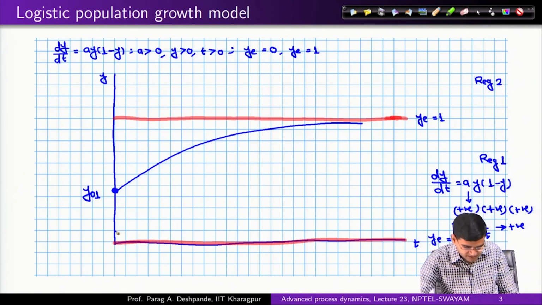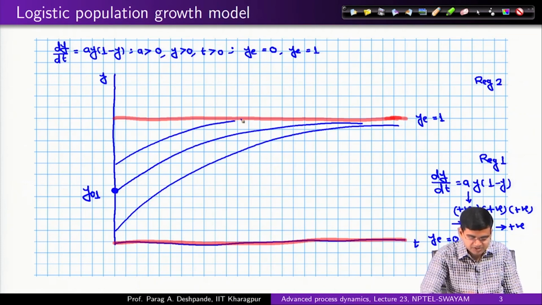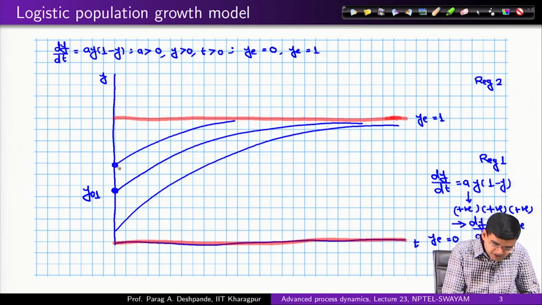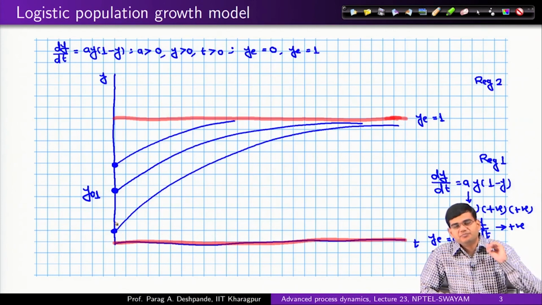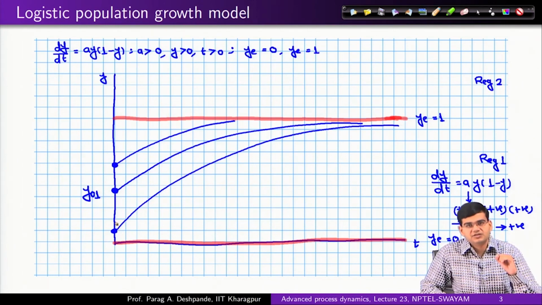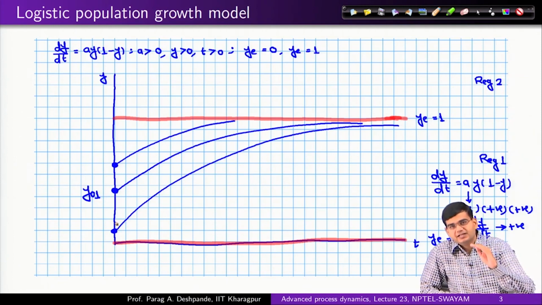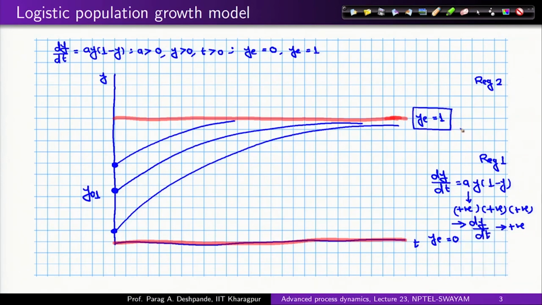And therefore, for different initial populations, you will have different phase lines. What is the physical meaning of this? The physical meaning of this is that if your initial population is less than the equilibrium population or less than the carrying capacity of your system, then what is going to happen? Then your population will rise till it reaches the value y e is equal to 1, or in x coordinates y e is equal to capital N. This is the meaning of this.